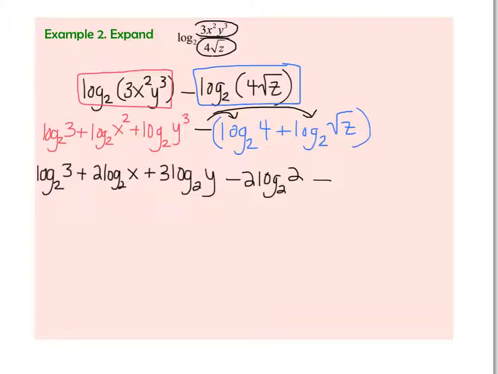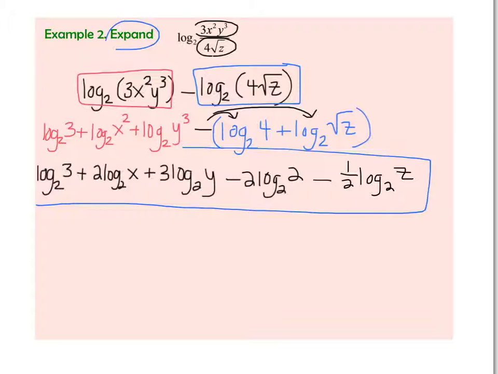Again, we're distributing this negative, so that's minus. And again, it doesn't necessarily look like it when it's written like this, but this z does have an exponent. Remember, the square root is the same as the 1/2 power. So that exponent there is 1/2, and I can make that my coefficient. So it's 1/2 log base 2 of z. And there it is. The directions were to expand, and now we've done that. We've fully expanded it. We've applied all three laws.